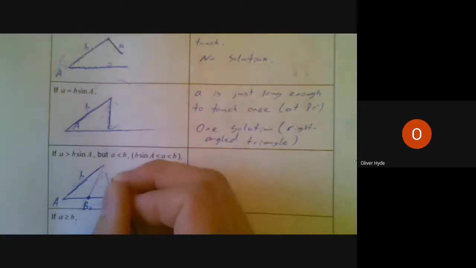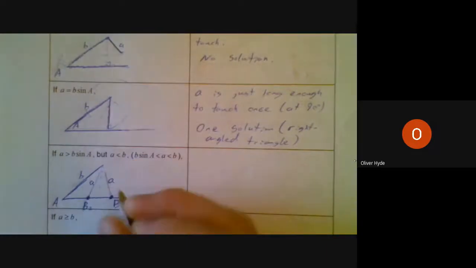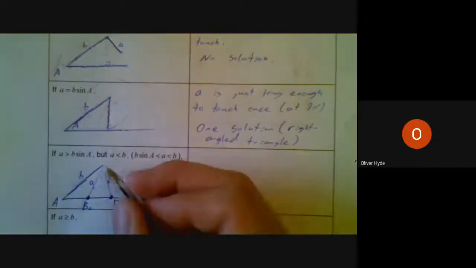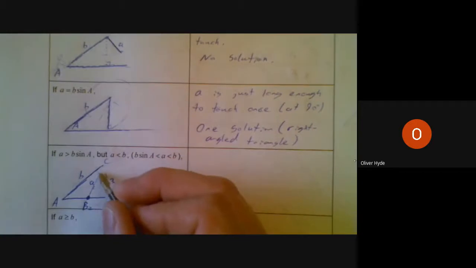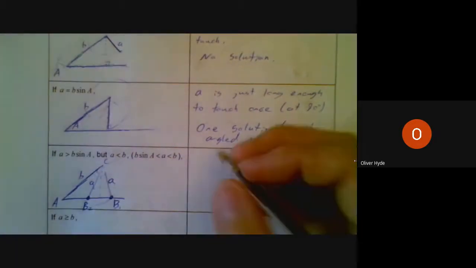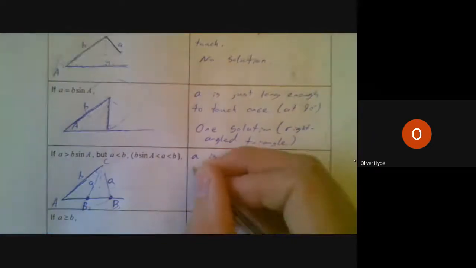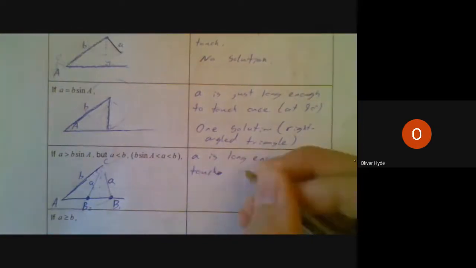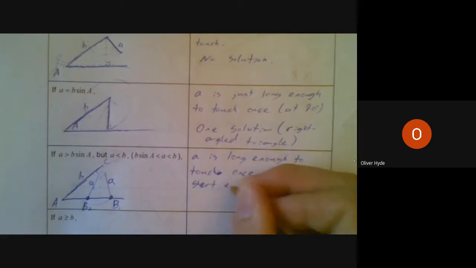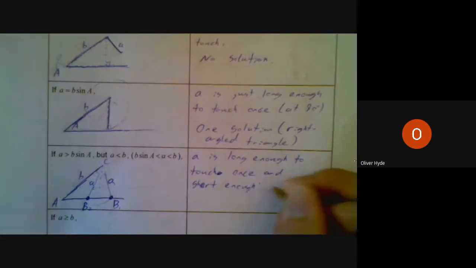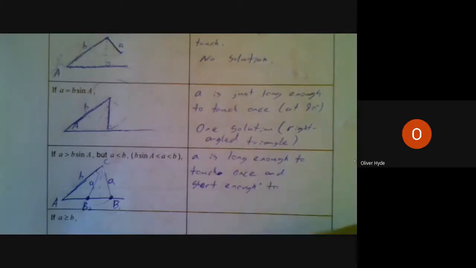Okay. The A values are actually the same, but they're in different positions, A1, A2. And that means that there will be 2 different angles for angle C. C, I guess that would be C2, and that would be C1. So let's say in English, A is long enough to touch once. Oops, sorry, not French. Touch once, and short enough to touch twice. And that statement, short enough to touch twice, will make a little bit more sense after this last example.